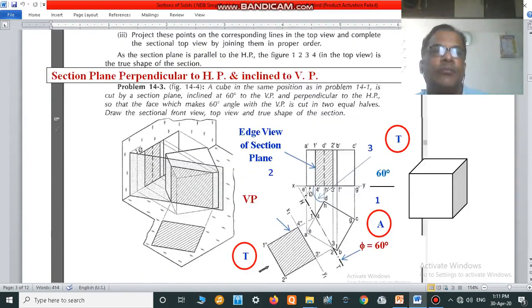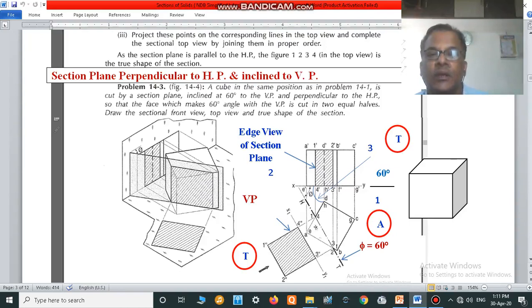Then the next case: section plane perpendicular to HP and inclined to VP. Again we are taking the same example of the cube, but now this particular cutting plane, which was initially parallel to the reference line, is now inclined. Why? Because it is inclined to VP. So the angle with VP you can see in the HP here.